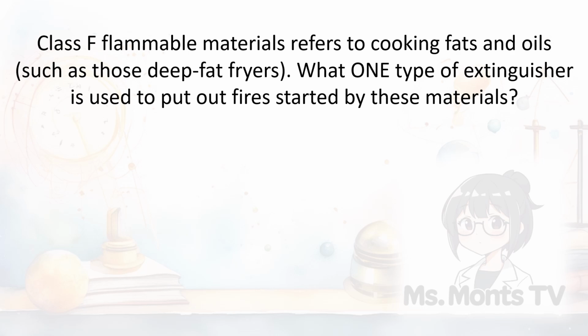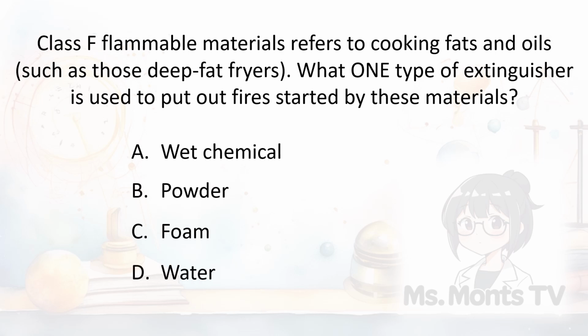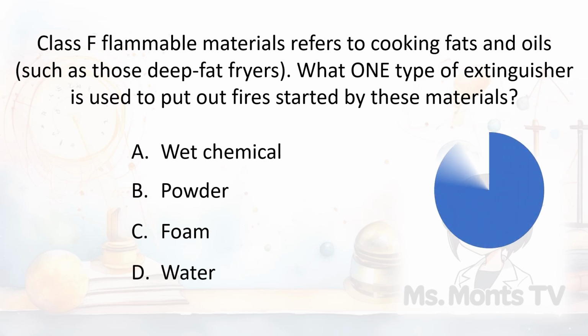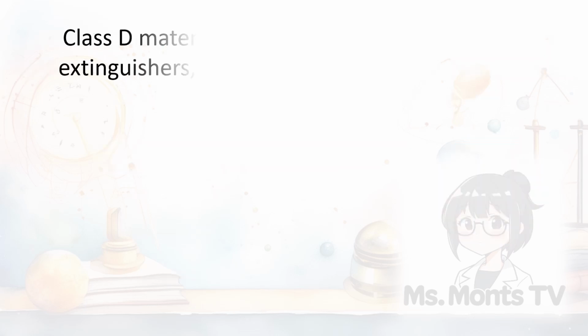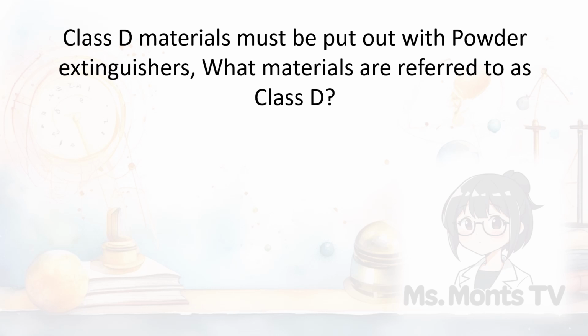Class F flammable materials refers to cooking fat and oil, such as those in deep fat fryers. What one type of extinguisher is used to put out fires started by these materials? A. Wet chemical. B. Powder. C. Foam. D. Water. Letter A. Wet chemical. Class D materials must be put out with powder extinguishers.